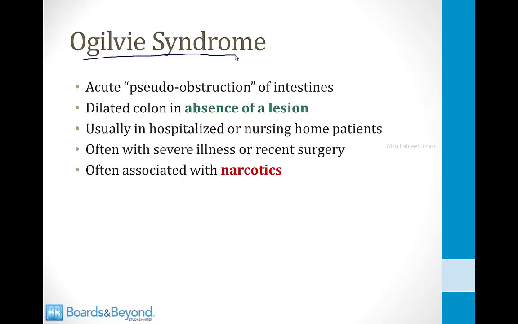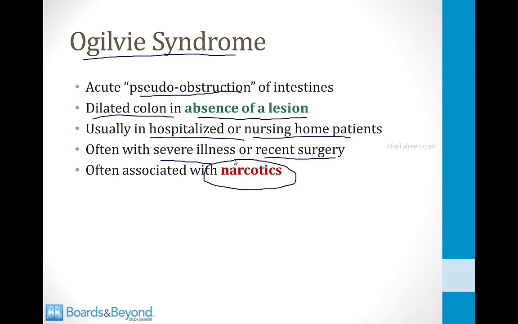Ogilvie syndrome is a syndrome that looks just like a bowel obstruction, but there is no obstructing lesion. It's called a pseudo-obstruction, and it causes a dilated colon in the absence of a lesion that is obstructing flow through the lumen. This usually occurs in hospitalized or nursing home patients who are sedentary and not mobile. They often have severe illness or recent surgery, and it's associated with use of narcotics.